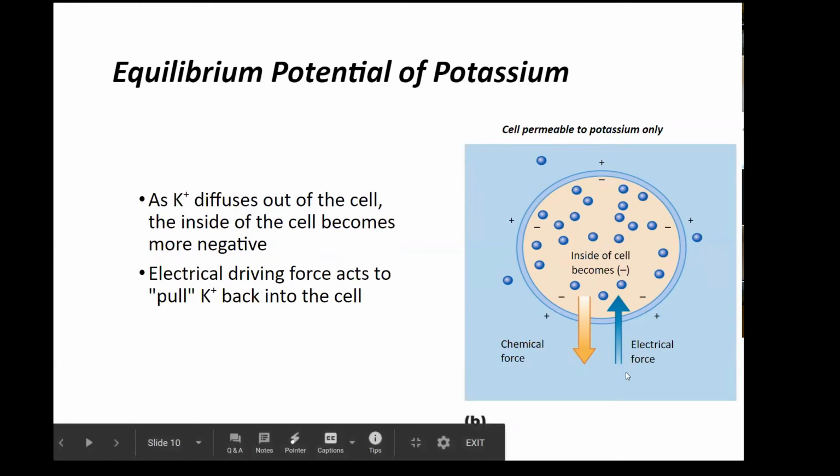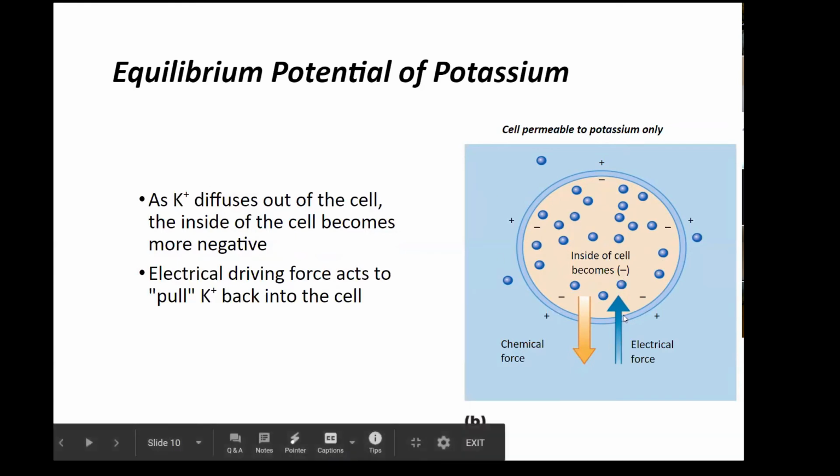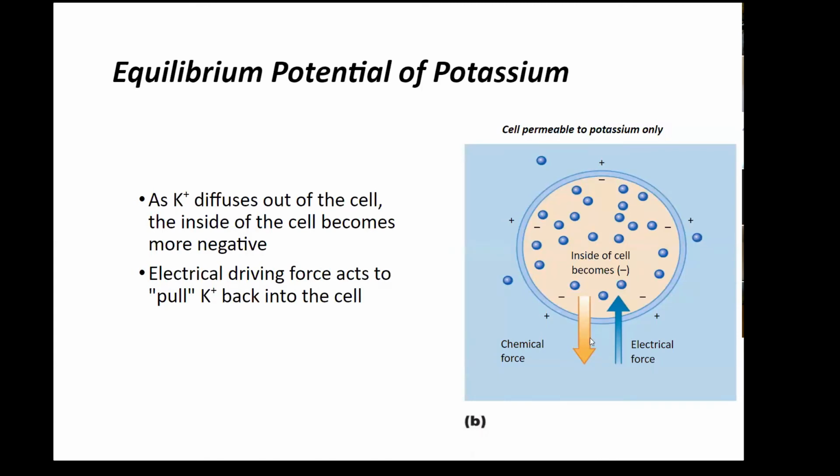inside the cell, which means there's now going to be a reverse pull on potassium back into the cell, because opposite charges attract. So once we do have a membrane potential, that charge, that voltage, is going to interact in some way with any ion we look at. So if it's negative, potassium is positive. This means we're going to have this pull on potassium back into the cell. However, our chemical force is still bigger, so potassium keeps moving out. It just slows down as we get more and more negative.